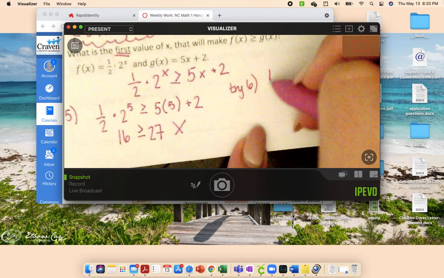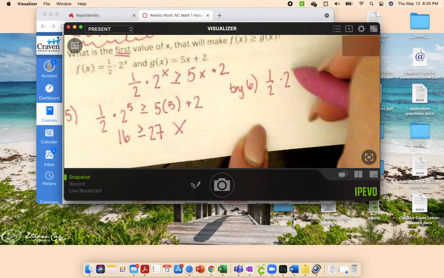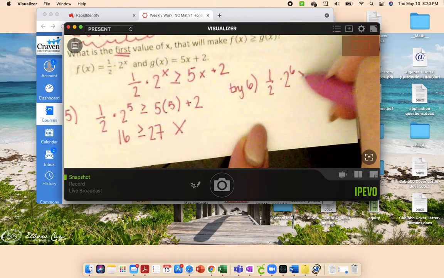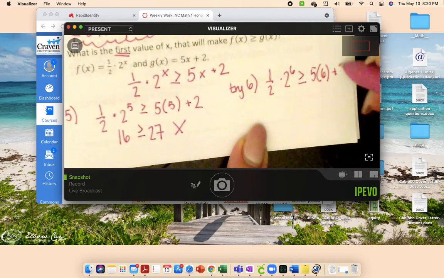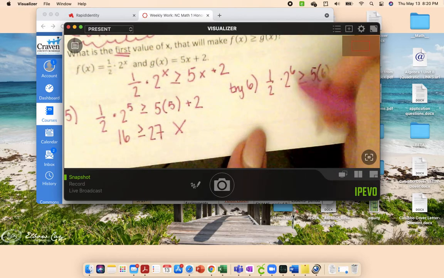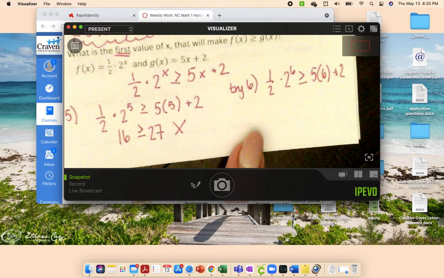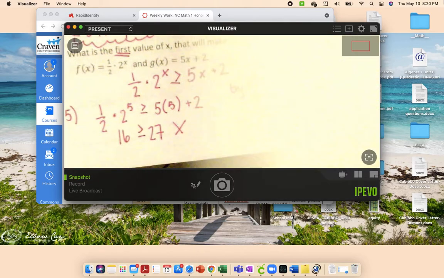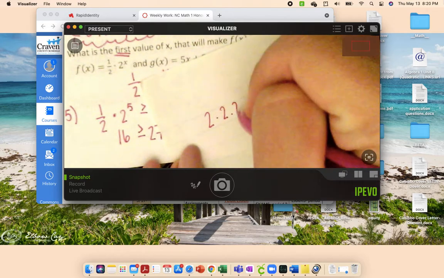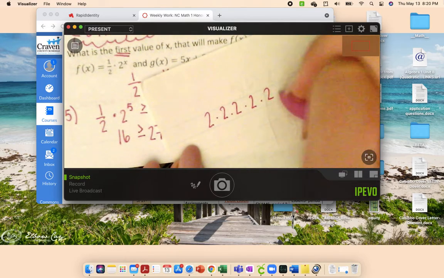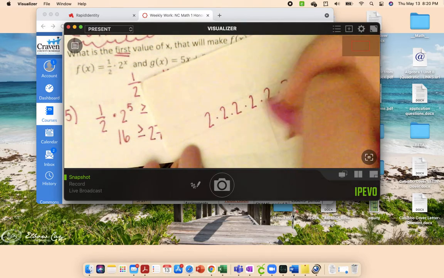All right, so I have half times 2 to the 6th power is greater than or equal to 5 times 6 plus 2. The 2 to the 6th power really is not that bad, guys. If you're going, how am I supposed to do that with a calculator? 2 times 2 times 2 times 2 times 2 times 2. 1, 2, 3, 4, 5, 6.